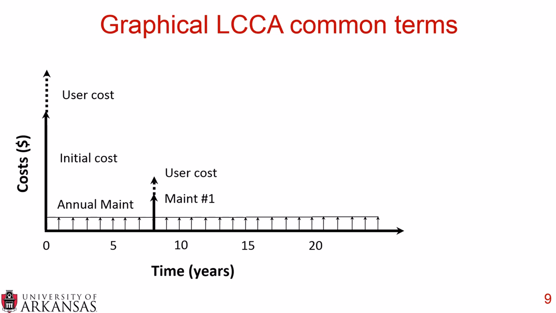At some point, you'll have some sort of what I call scheduled maintenance, which is maintenance number 1. So there's some sort of cost associated with that, along with the user cost. And then at some point, you may need to do a rehabilitation or a scheduled rehabilitation. So there's some sort of cost associated with that from the agency perspective, plus some sort of user cost.